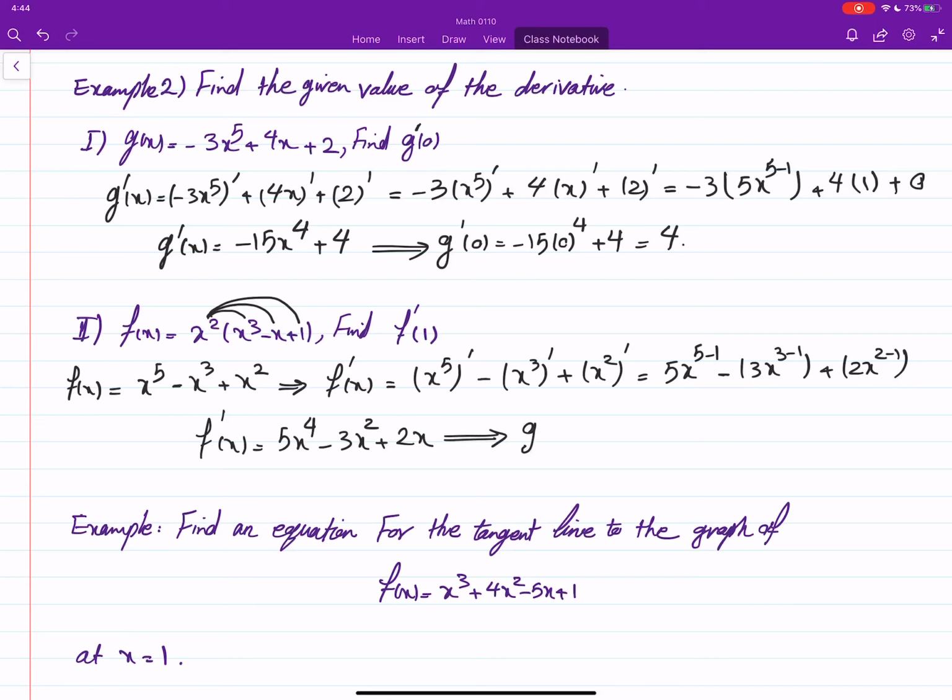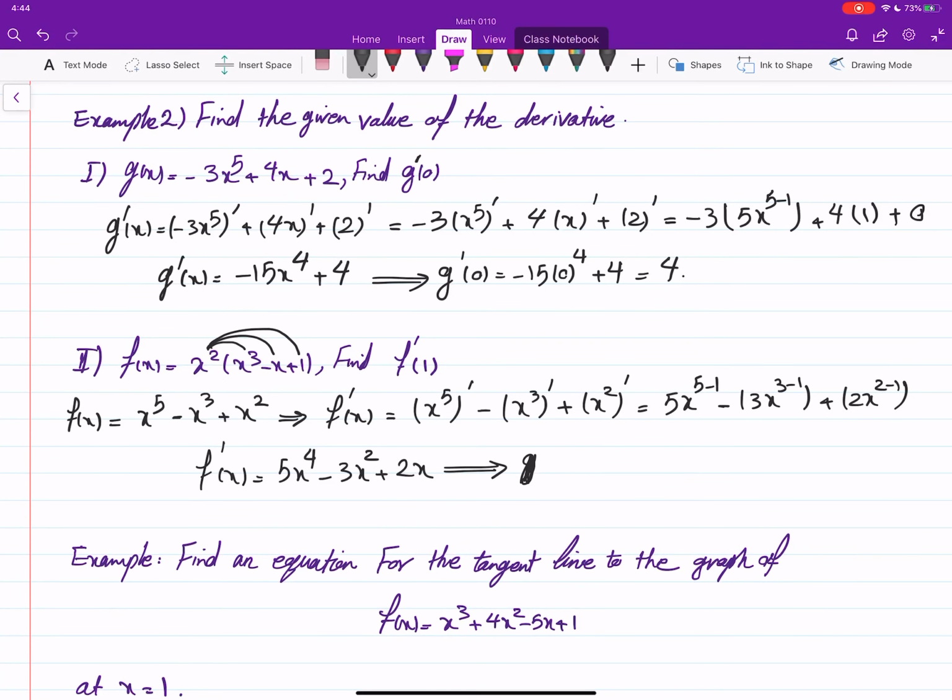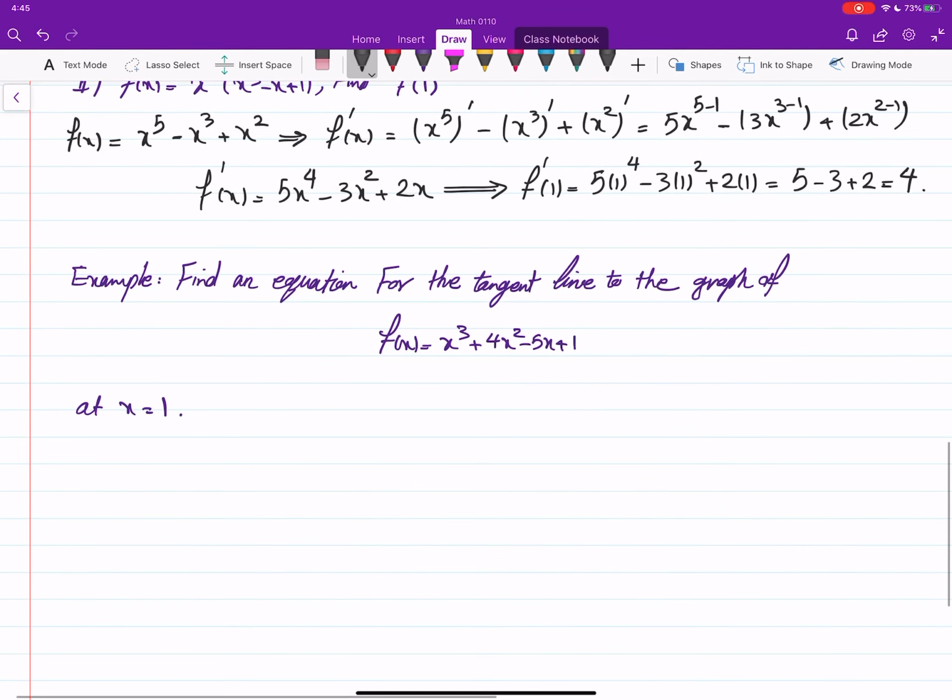Oops, not g. Okay, now it works. f prime at 1, just plug in 1 there. So 5 times 1 to the 4, minus 3 times 1 squared, plus 2 times 1. This gives us 5 minus 3 plus 2, which when you add up, you get 4. This is nice. So that was the second example. The third example is an interesting one.